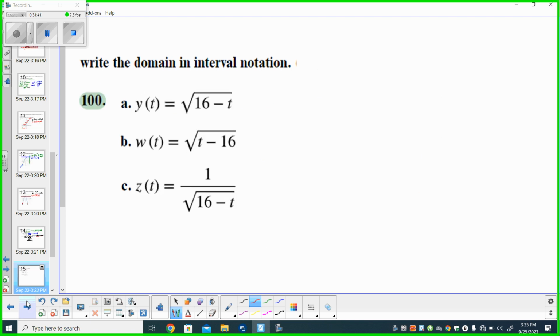All right, on this one here, it says write the domain in interval notation. So what you also need to know is that in a square root, what's inside can't be less than 0. So all we want to do here is take whatever is inside the square root and set it greater than or equal to 0. It can equal 0, it just cannot be less than 0. So if we subtract 16, I get negative t is greater than or equal to negative 16. Divide by negative 1, so I get t, but because I'm dividing by negative 1, I must flip the inequality and get positive 16. So that tells me t must be less than or equal to 16.